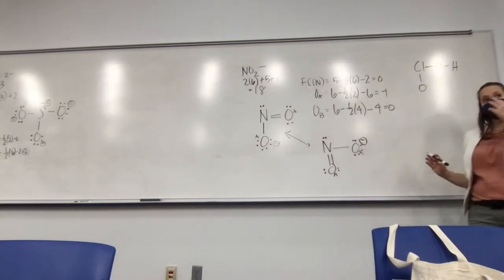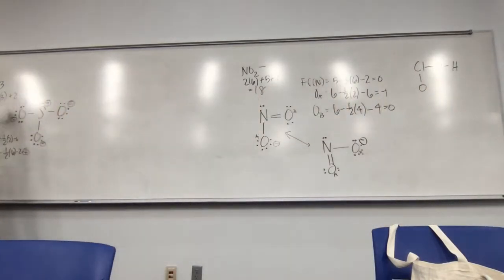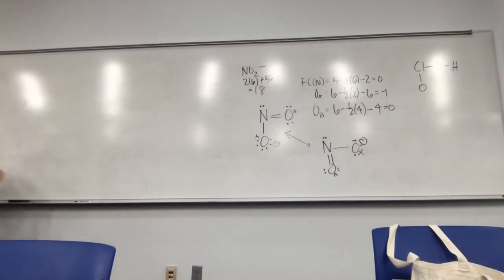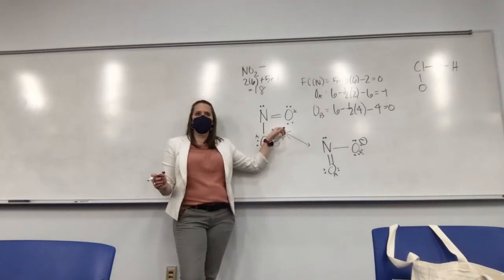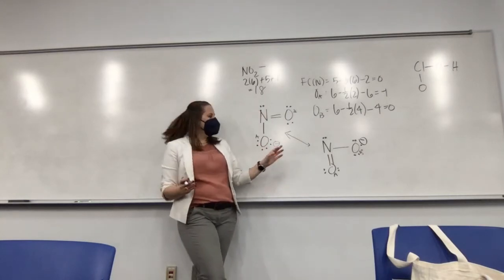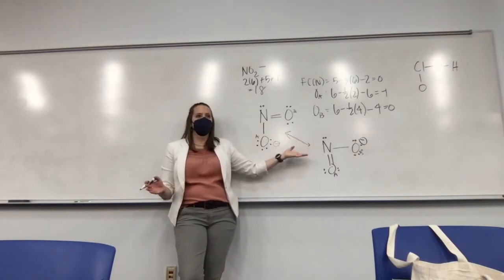So resonance and more than one valid structure are kind of tied together. We'll talk about what if there is more than one structure and how do we know if there's resonance. Both of these structures look the same, right? You just moved the double bond. You could have drawn this, and I could have drawn this, and they're both equally correct.